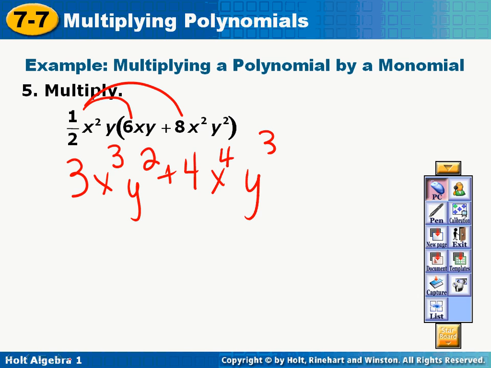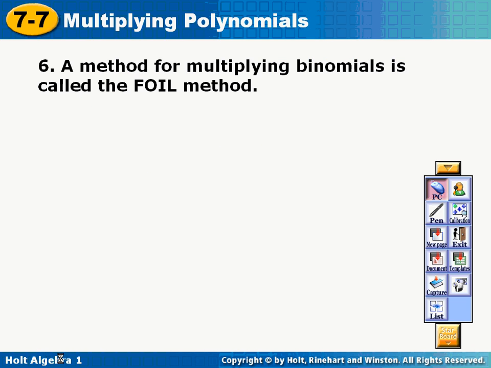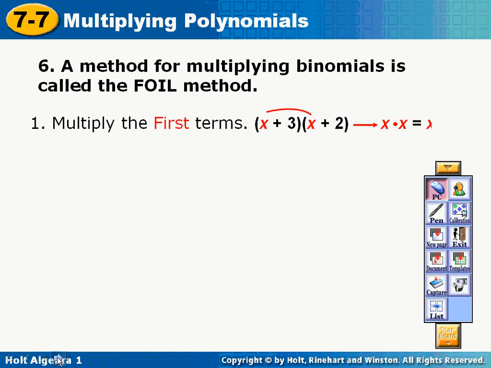Okay, number 6. Okay, this is the new part. I don't know if you've seen this before. We're going to do the same problem 2 ways. FOIL. FOIL stands for first, outside, inside, and last. Okay, so let's go through this problem piece by piece. Okay, here's our problem. Write this down. X plus 3 times x plus 2. This is a binomial times a binomial.